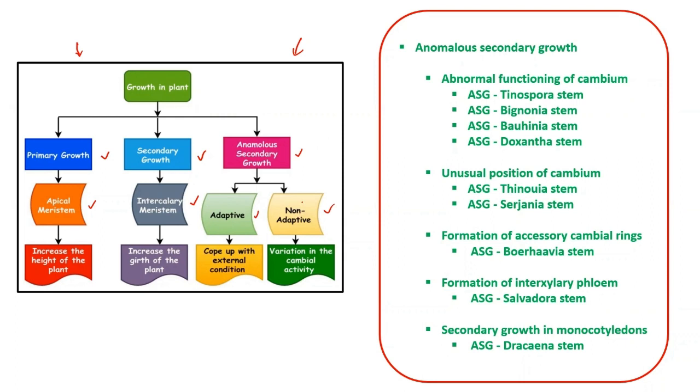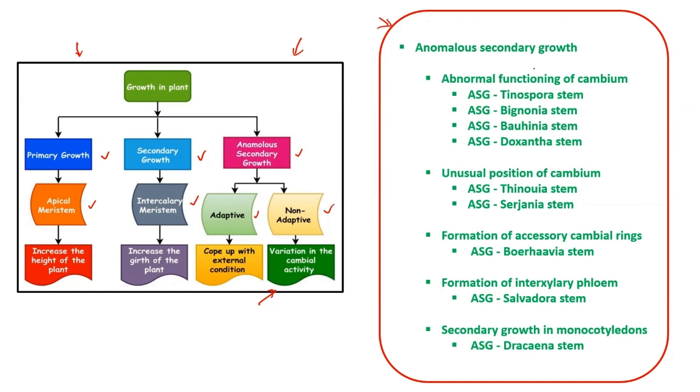That means there is some stress because of which the abnormal or the anomalous secondary growth is taking place. Now there can be several other reasons, like there is no adaptive force that is acting on the plant, or we can say that the plant is not under stress. Even then it is showing the anomalous or the abnormal secondary growth. So in that case, there is variation in the cambial activity which brings about this anomalous secondary growth. Then what I've done is I have categorized the different ways in which these anomalous secondary growth takes place.